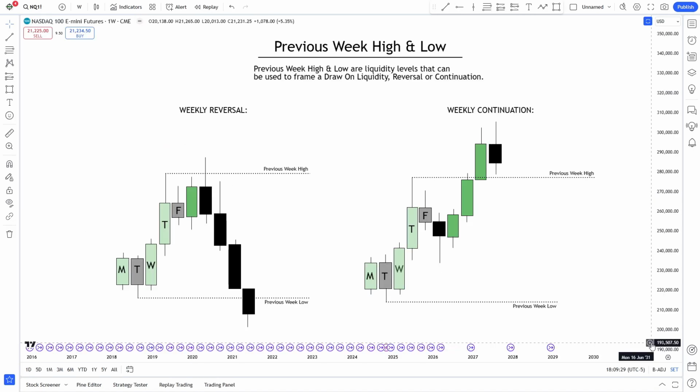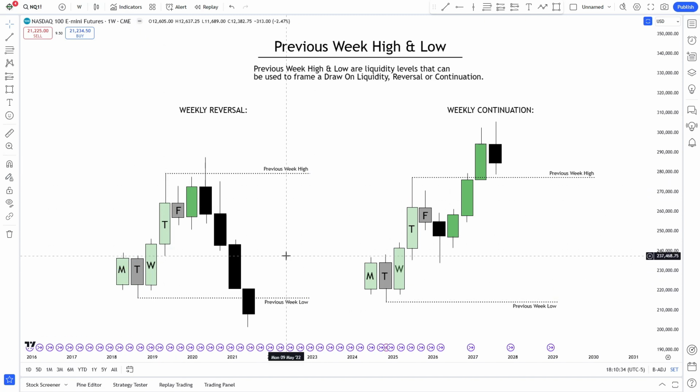Okay guys, now the next thing I like to look at for helping me to determine my bias is the previous week's high and low. The previous week high and low are liquidity levels that can be used to frame a draw on liquidity, a reversal or continuation. So for example, on the left hand side, I have an example of what a weekly reversal would look like. From this low till this high here was the previous week's weekly range.